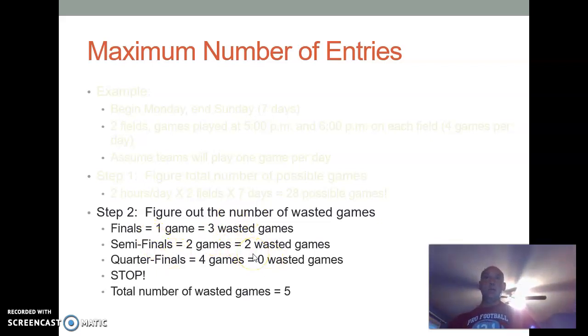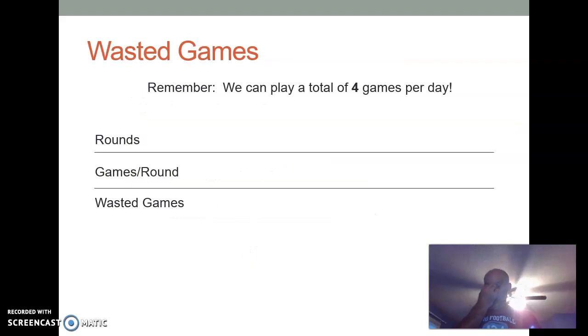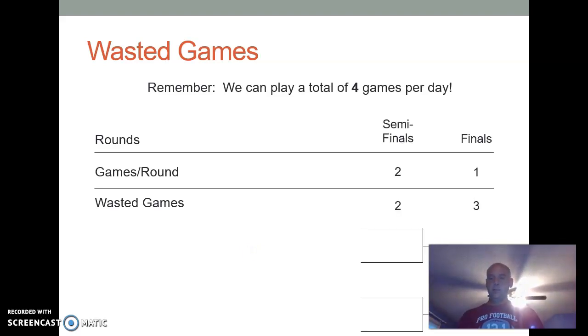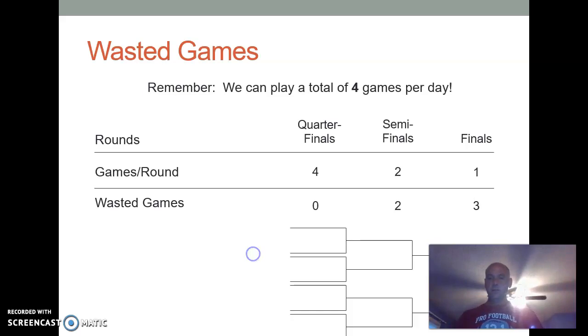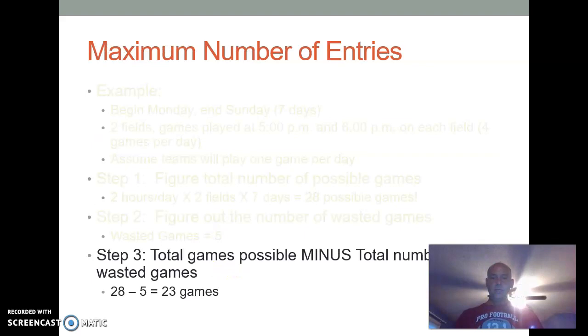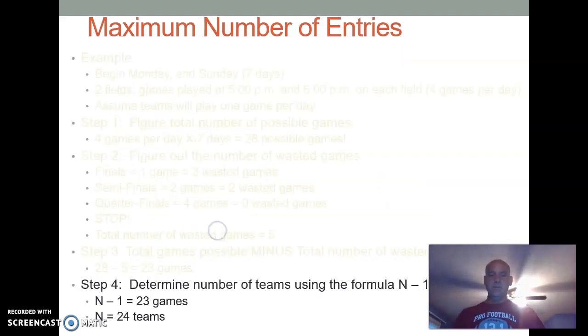Now we need that because we only have 28 games that we can play, right? We have 5 wasted, so now we're down to 23 games. Remember, we can only play 4 games a day. So finals, we have 3 wasted. And here you can see the brackets being put out. Four games, 1, 2, 3, 4. No wasted games there on this one. So total number of games minus the wasted games, we have 23 games that we have available.